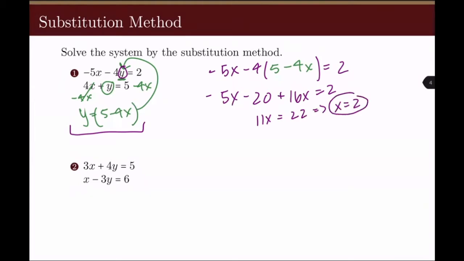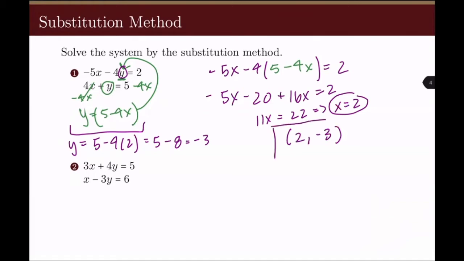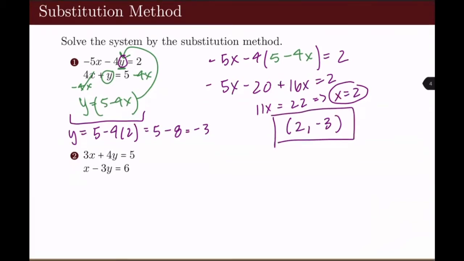And then to solve for y, we can just look back here at our first equation. So we'd have y equals 5 minus 4 times 2, which is 5 minus 8, which is -3. So that means the solution to our system is the point 2, -3, because we got 2 for x and -3 for y. All right, let's do the second one.